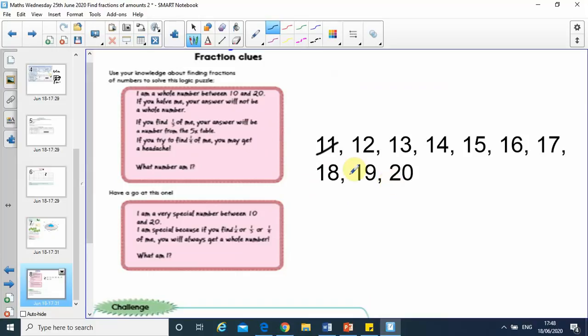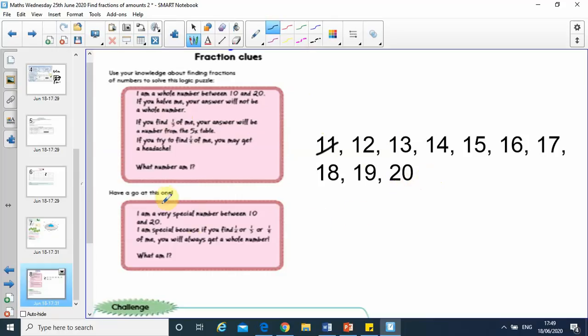I'm not going to do it for you. The whole point for you is to go through these. But here's an example. So take your time, write the numbers out. Follow the clues. Find 1/3 of me. Your answer will be a number from the 5 times table. So that links into our 5 times table understanding. And don't be worried if you don't get it straight away. It just takes a little bit of time sometimes to work these out and have a little think about them.